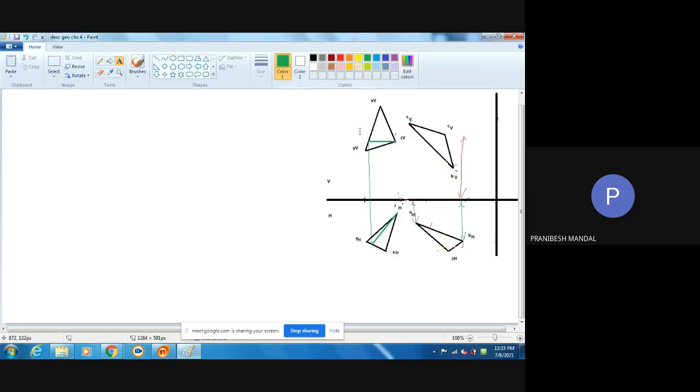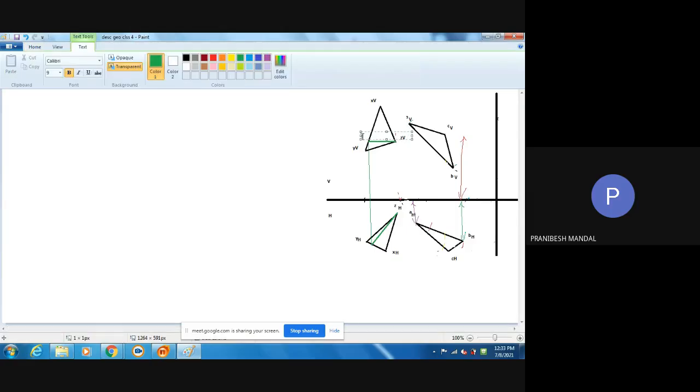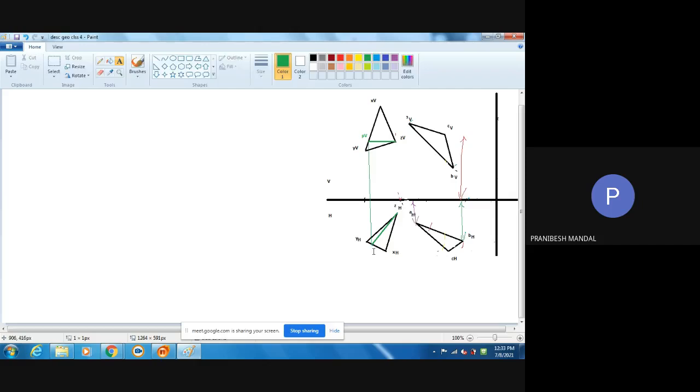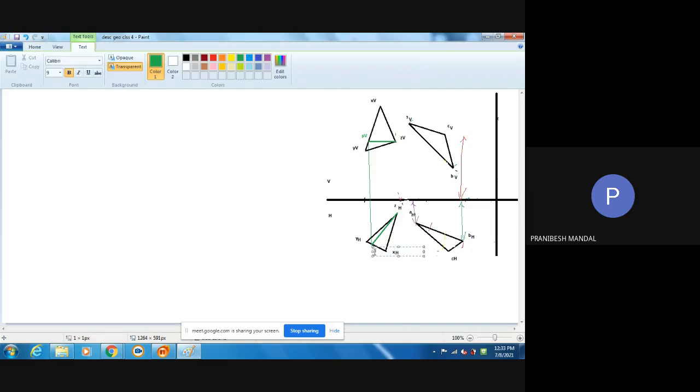So what is this point? Let it be point P. Okay, if PV is a point, then this is your PV. This is your PH. And obviously this is a true length.